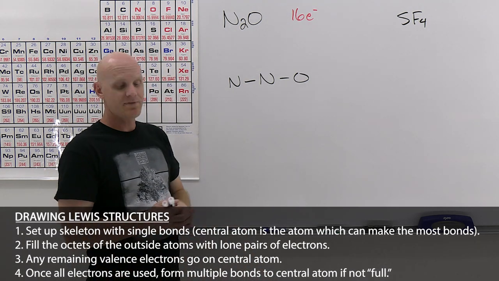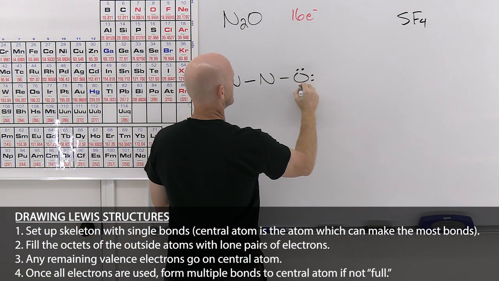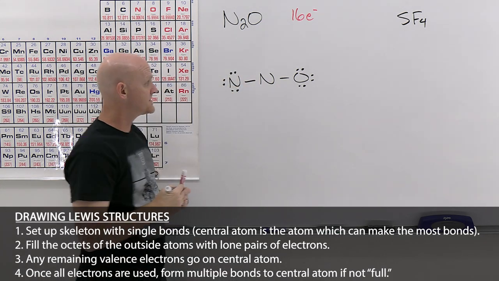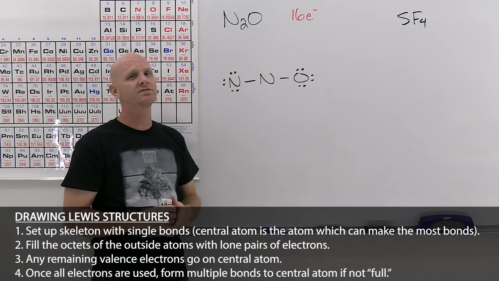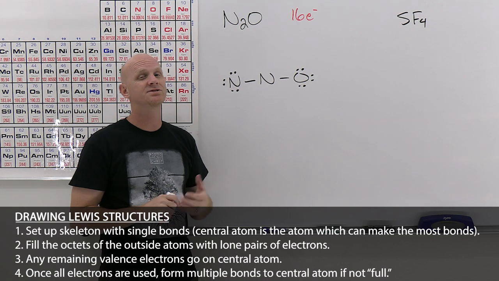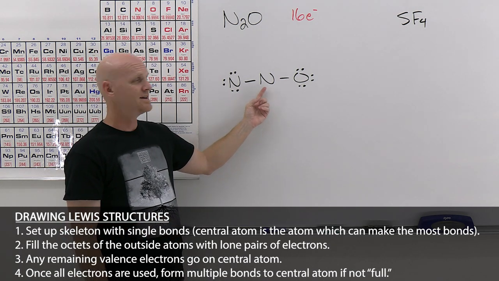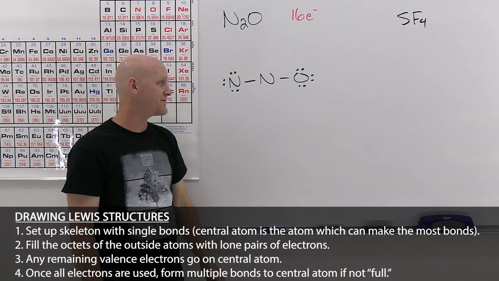From here, we will then fill up the octets of the outside atoms. And again, you'll always have enough to fill them up. And in this case, we've used 2, 4, 6, 8, 10, 12, 14, 16. We've used all 16 of our electrons. We don't have any left. And the moment you run out of electrons, you have to ask yourself, is the central atom happy? Is our central atom full? Not at all. In this case, he's only got 4 electrons, just like we saw with CO2 in similar fashion.